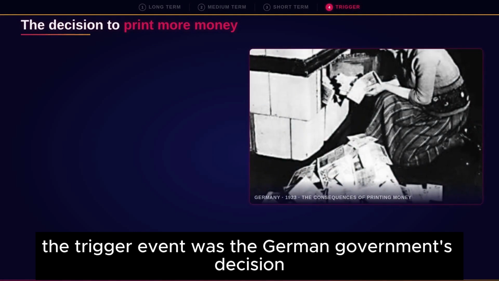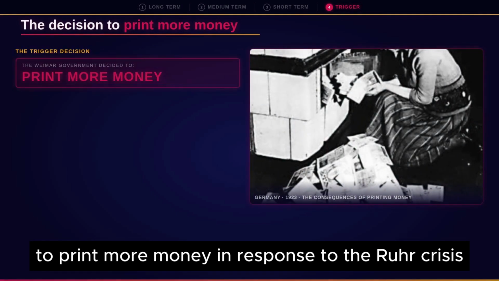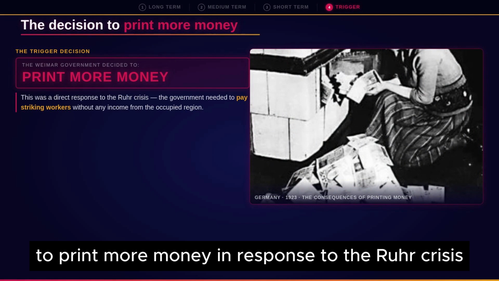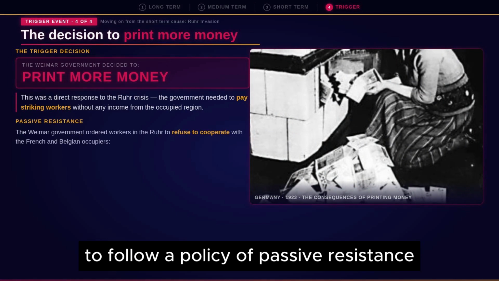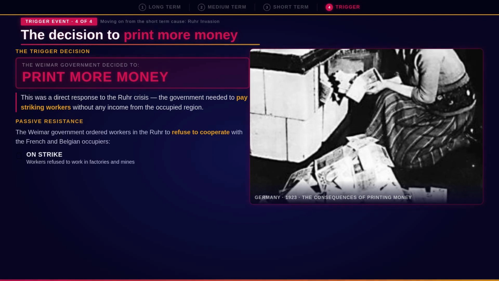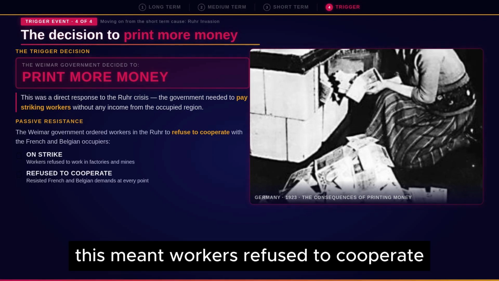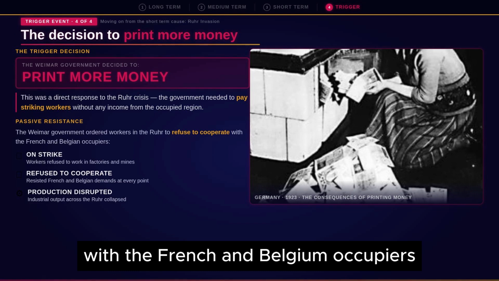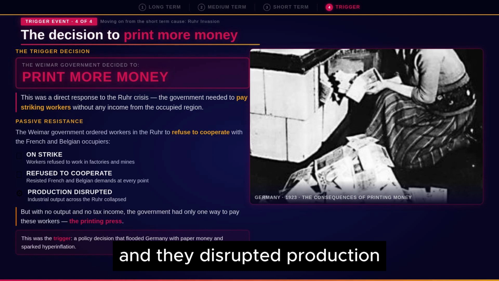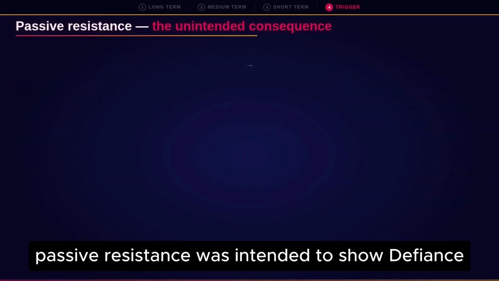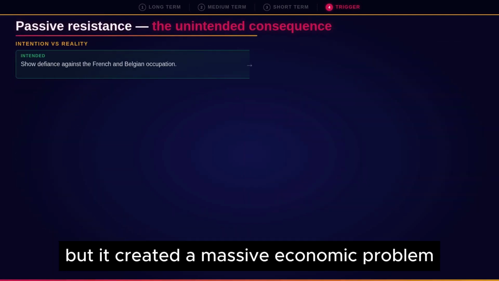The trigger event was the German government's decision to print more money in response to the Ruhr crisis. After the invasion, the Weimar government ordered workers in the Ruhr to follow a policy of passive resistance. This meant workers refused to cooperate with the French and Belgian occupiers. They went on strike, refused to work in factories, and they disrupted production. Passive resistance was intended to show defiance, but it created a massive economic problem.